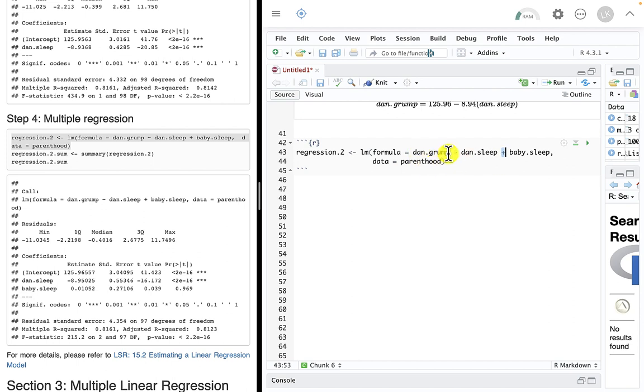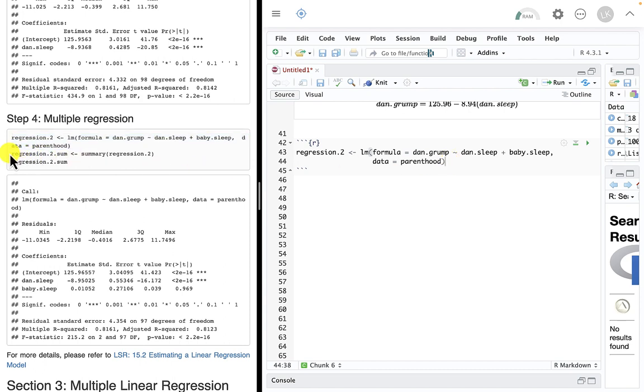So Dan.grump is my dependent variable. Dan.sleep and baby.sleep are my independent variables, or my explanatory variables. Okay, there's a few other syntax things that have to do with formulas that we could talk about, but for right now, we don't really need them, so we're just going to stick with that.